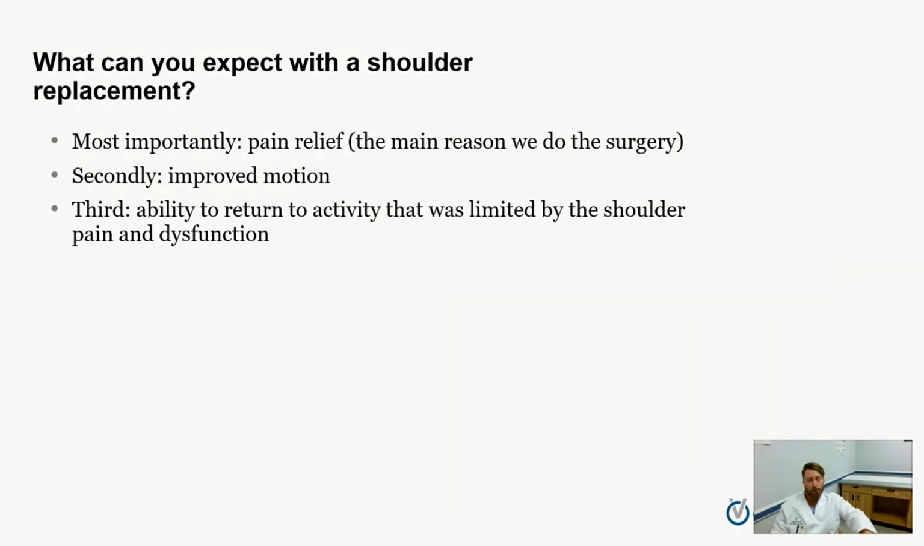So what can you expect with shoulder replacement? That's another important question we get in the office. Number one, pain relief. We want the shoulder to feel better. Number two is improved motion. So we want you to feel better, to move better. And number three is try to get back to some of the things that the arthritic shoulder was limiting you from. So I want you feeling better, I want you moving better, and I want you returning to the things that you love to do. That's why we do joint replacements in any part of the body.